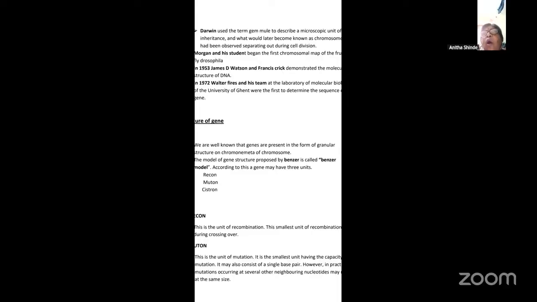You all know the term gene was first coined by Gregor Mendel. He used the term gene.